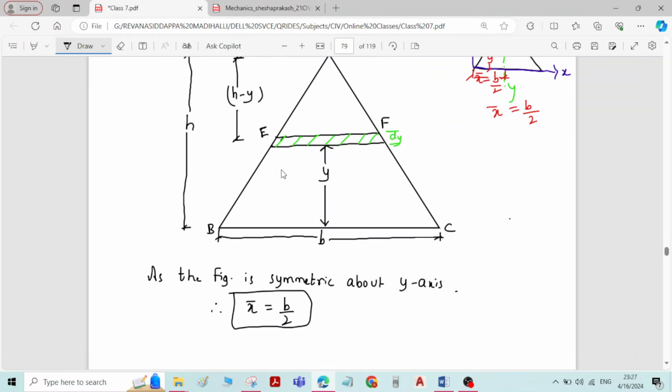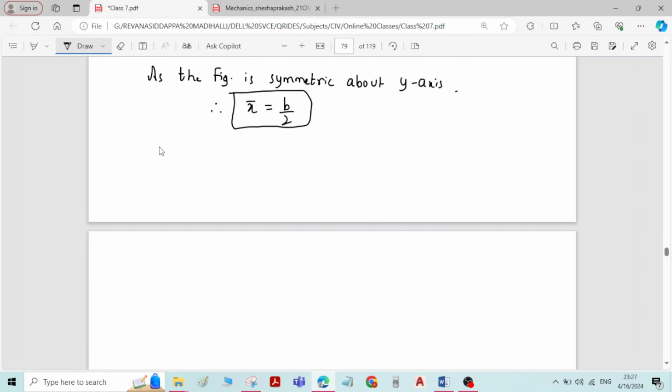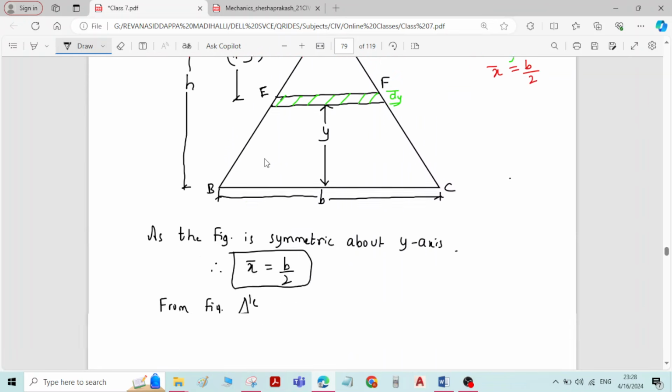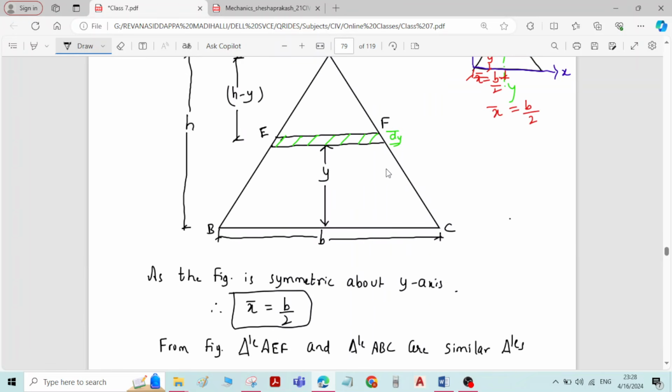Now from the figure you can see that triangle AEF and triangle ABC are similar triangles. Now we will apply the property of the similarity rule. Let me take B1 as the width of the elemental strip.